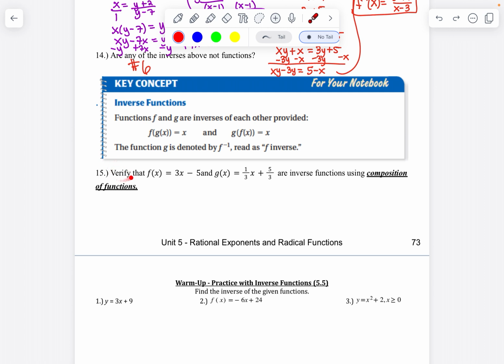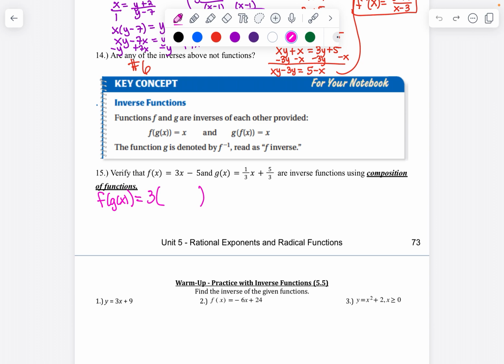So the way we verify or prove that they're inverses is composition. We're going to take this, plug it in here in place of the x, fully simplify, see what we get. Then we're going to take this, plug it in place of the x, fully simplify, see what we get. So I'm going to first start with f of g of x, which means I'm going to put g of x inside of f where the x was.